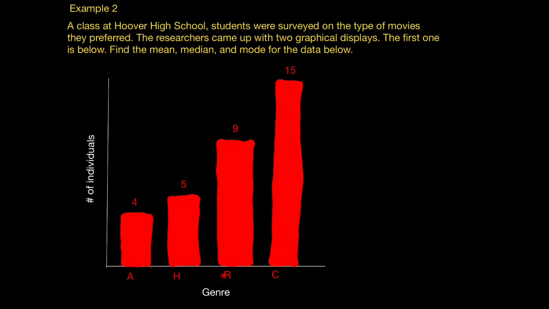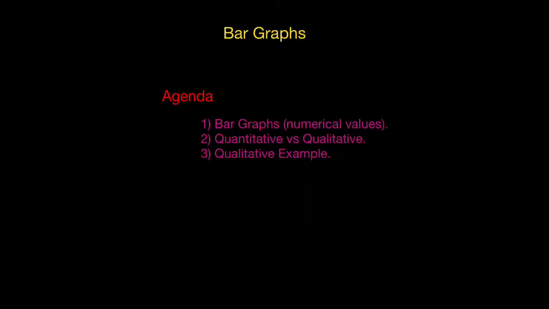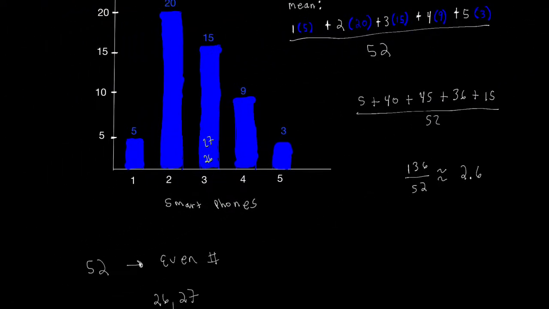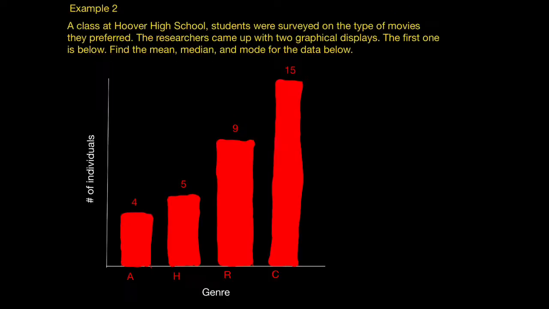Now notice here that the genres are in a category A, H, R, and C. And on our previous example, that was labeled in numerical data. Here the smartphones were labeled as 1, 2, 3, 4, and 5. So there's a big difference already. So let's begin by calculating the mean here.